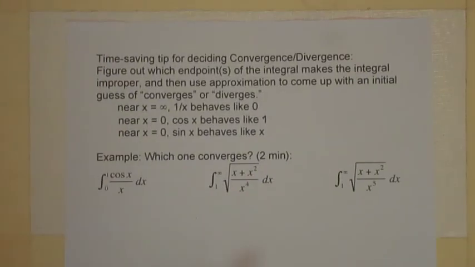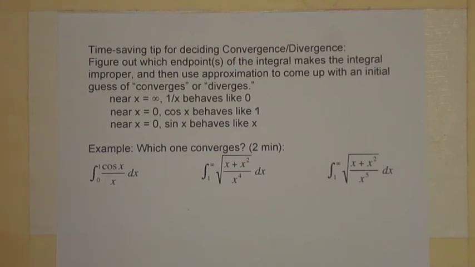Go to the next page, and I'm going to give you the last little topic here, which is a time-saving tip for deciding convergence or divergence. My tip is to figure out which endpoints of the integral are the ones that make the integral improper, and then use some kind of approximation to come up with an initial guess of whether or not the integral converges.